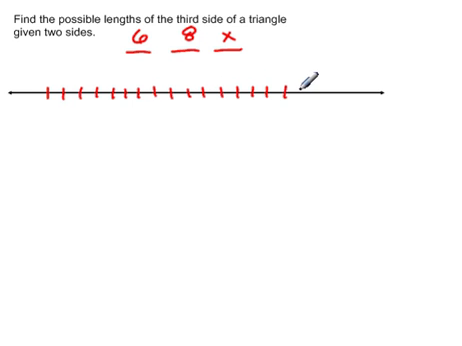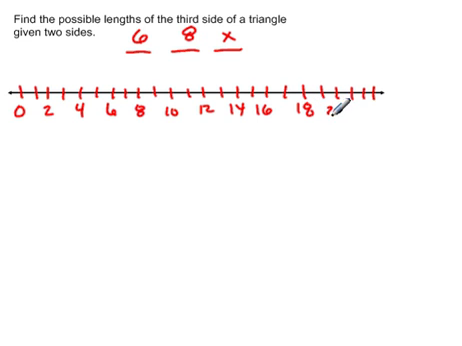And since all of our lengths have to be positive, we're going to start at, let's say, 0. There's 0. So here's 2, 4, 6, 8, 10, 12, 14, 16. Here's 18, 20, and 22. Now, I don't need all of these, but just so we'll see. Let's go through and think about what we have to do. Remember that the sum of 2 sides has to be greater than the third. So what are possibilities for x?